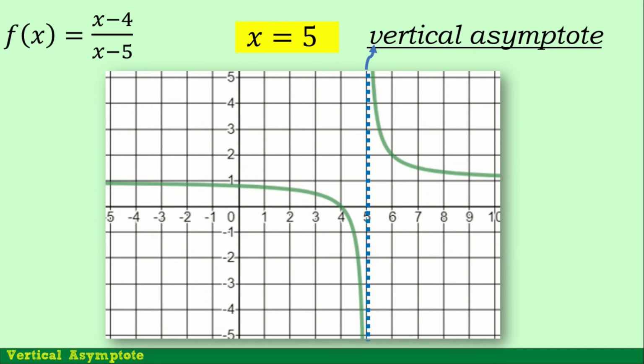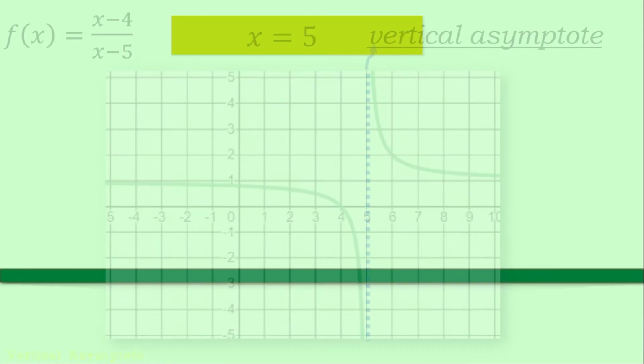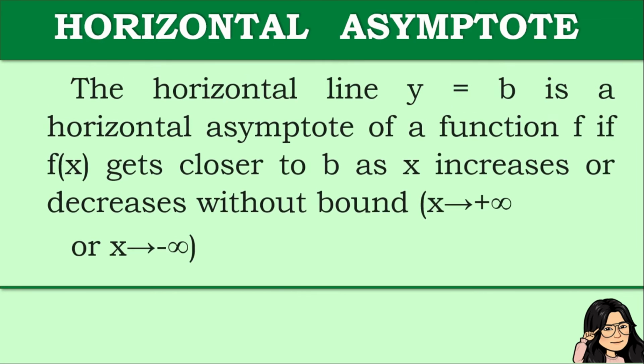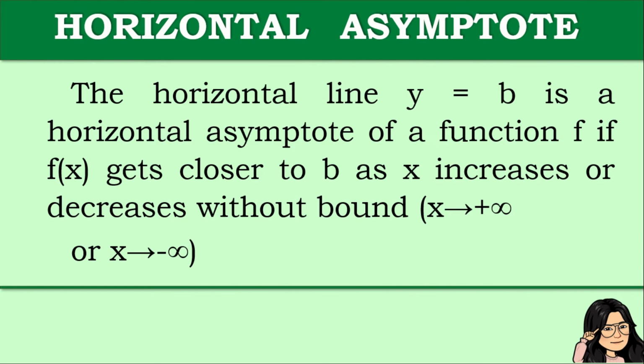We are done with vertical asymptote, so let's hop into the other asymptote, which is the horizontal asymptote. It's defined as follows: the horizontal line y is equal to b is a horizontal asymptote of a function f if f of x gets closer to b as x increases or decreases without bound, as x approaches positive infinity or x approaches negative infinity.